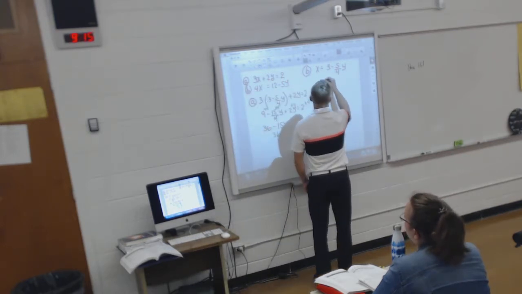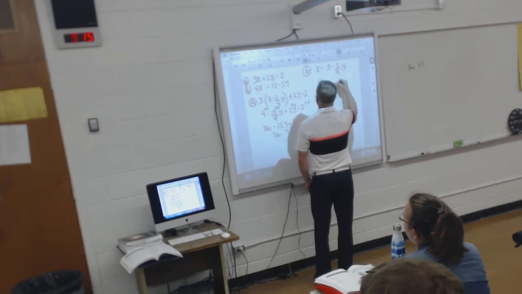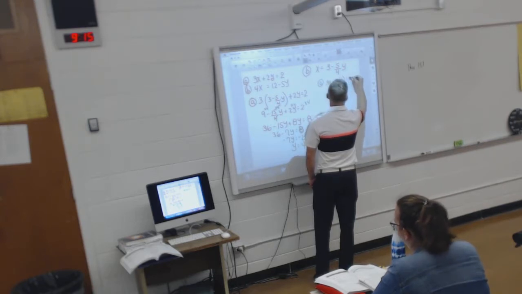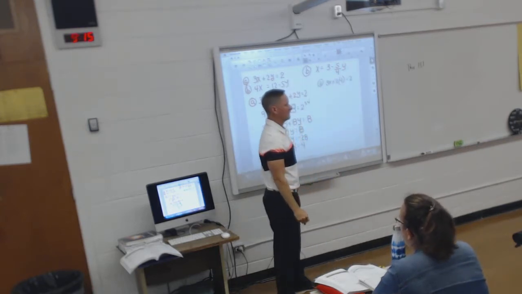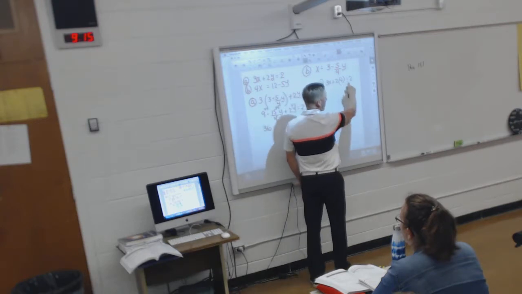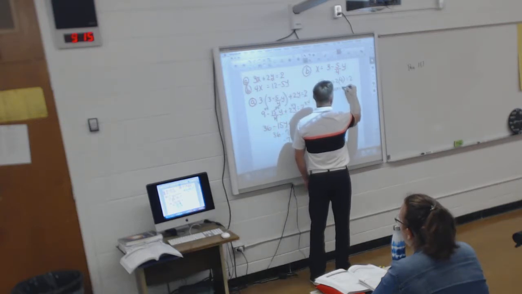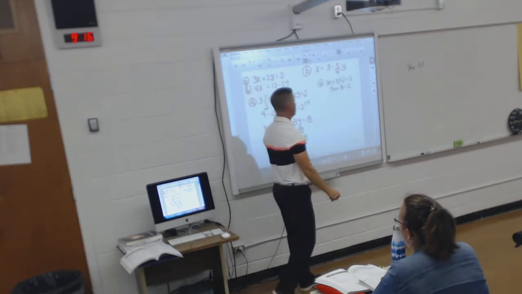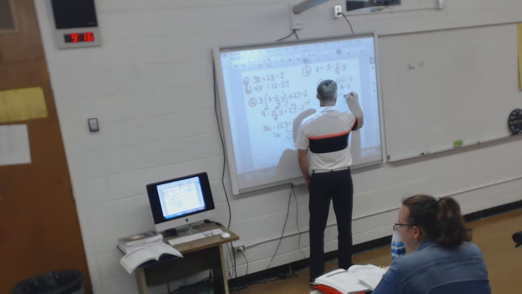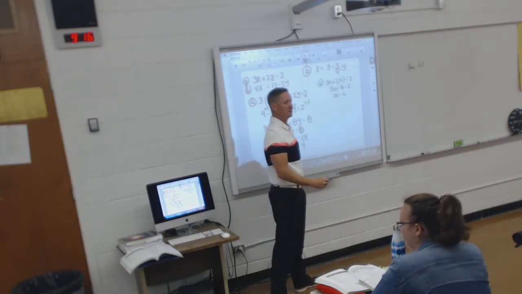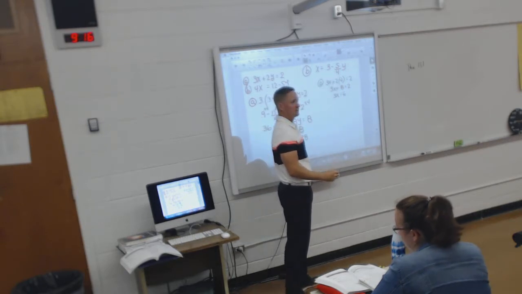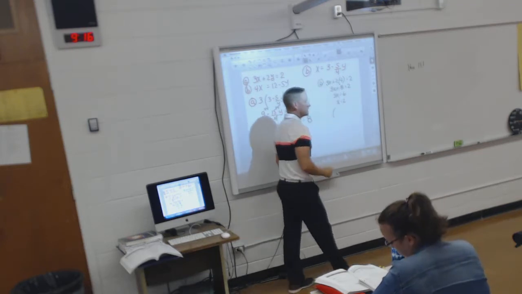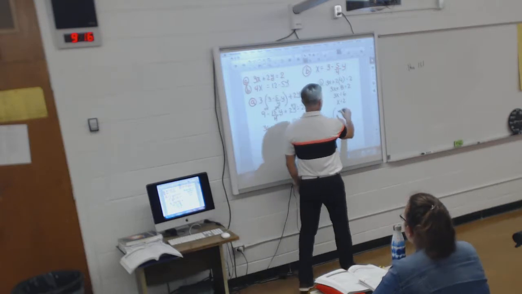So I'll use A. So I've got 3x plus 2 times 4 equals 2. What do I do now? Subtract 8. Then divide by 3. X equals 2. What's my intersection point? 2 and 4.